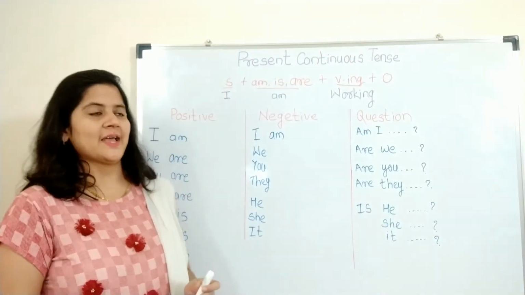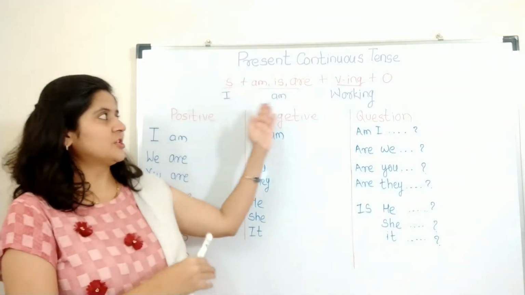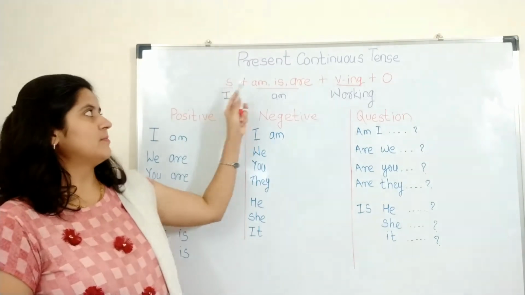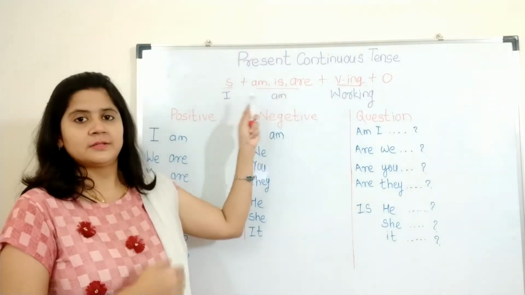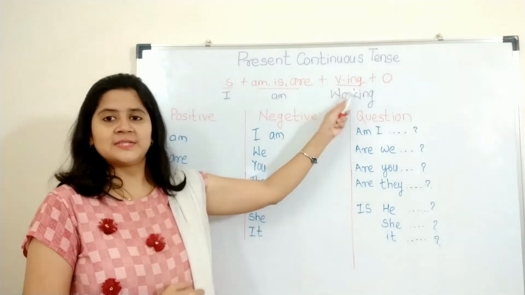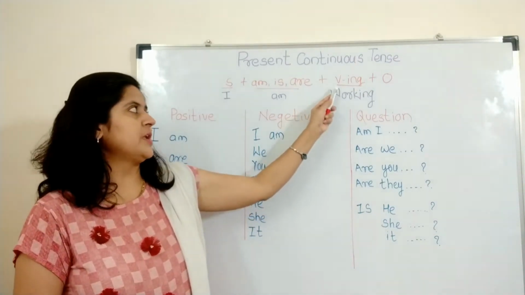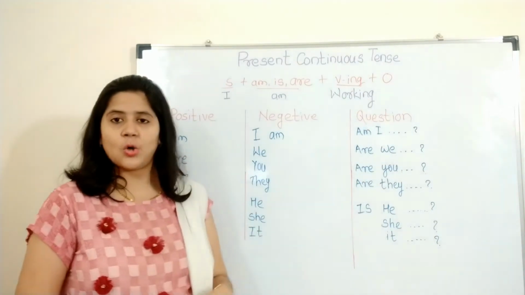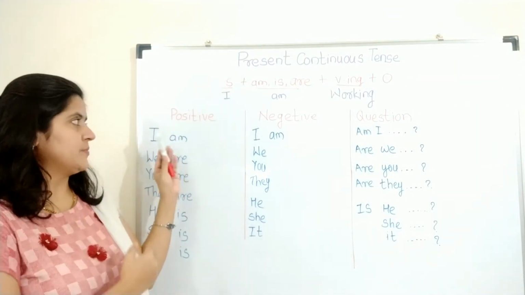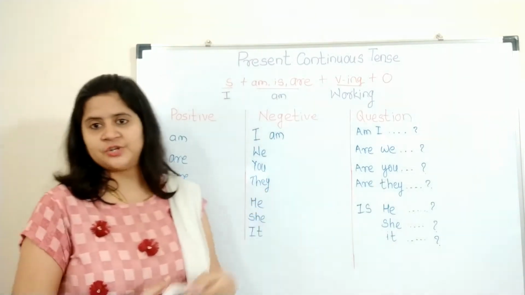Now let's understand how to make the structure of the sentence. Here I give the subject plus am, is, are. These are the to be verbs. Then verb plus present participle, meaning V-ING, then object. Okay. Now let's make some sentences in positive, negative and question form.